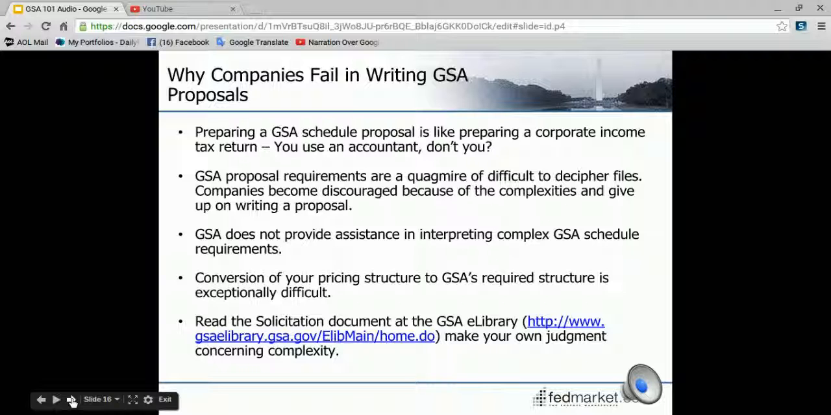GSA does not provide assistance in interpreting complex GSA schedule requirements. Conversion of your pricing structure to GSA's required structure is exceptionally difficult. Read the solicitation document at the GSA e-library and make your own judgment concerning the complexity.